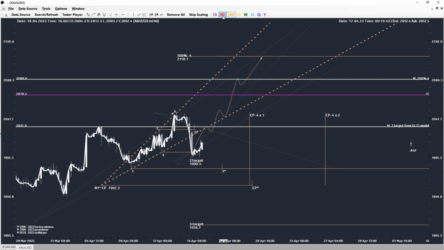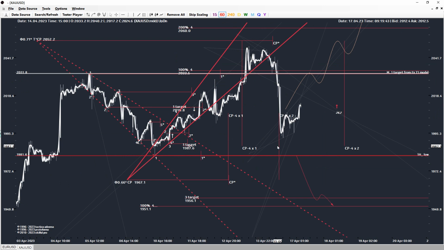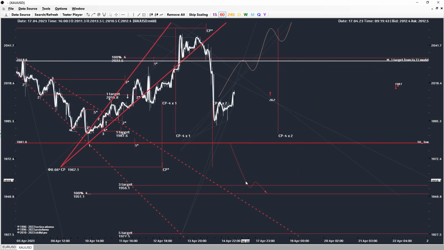On the 1 hourly time frame, I can make an alternative movement scenario in the case of a downward price movement. And that's all for today.